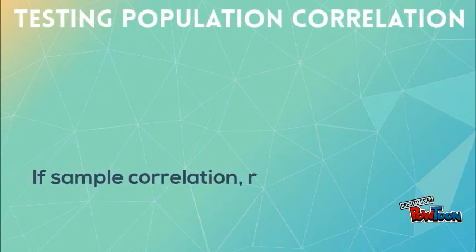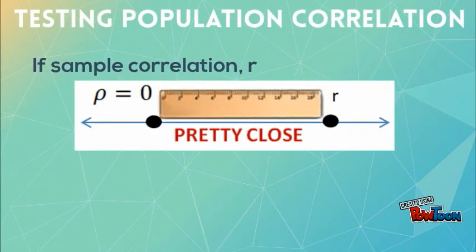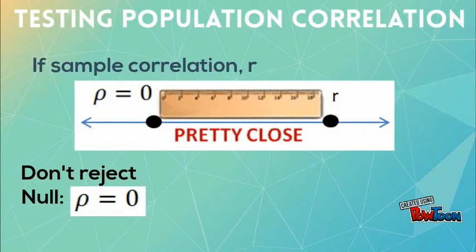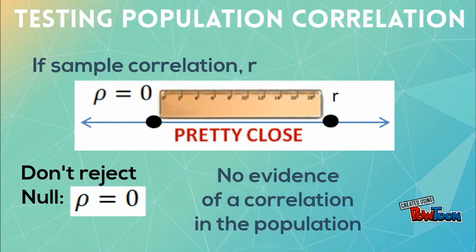However, if R is fairly close to 0, statistically speaking, we conclude ρ could be equal to 0 and that we may have observed a non-zero sample correlation simply because of sampling error.